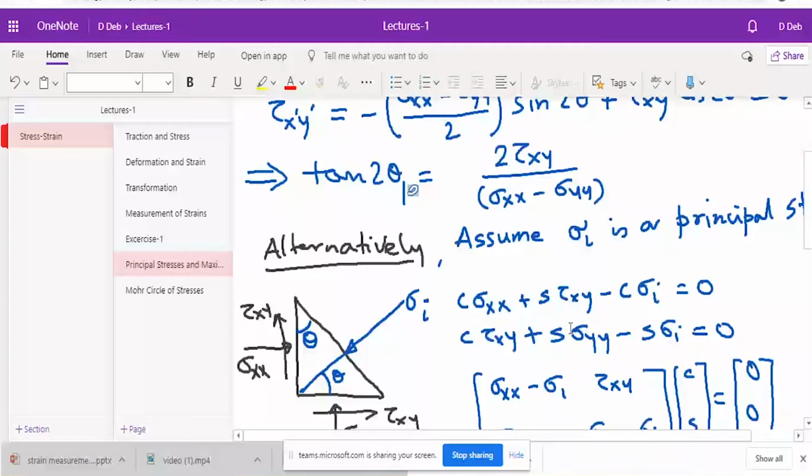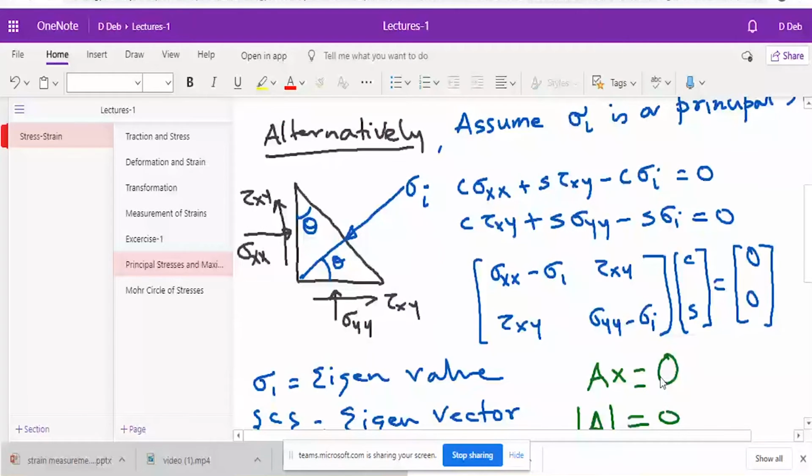So if I put it into a vector form, it becomes like this. So sigma xx minus sigma I, tau xy, then tau xy, sigma yy minus sigma I, times C and S, equals 0. Have you seen an equation like this before in your math 1 or math 2?